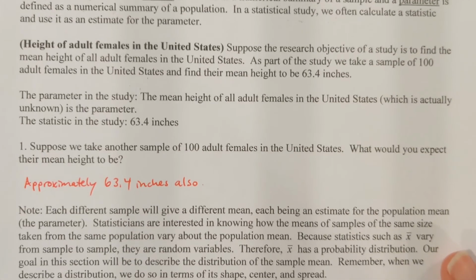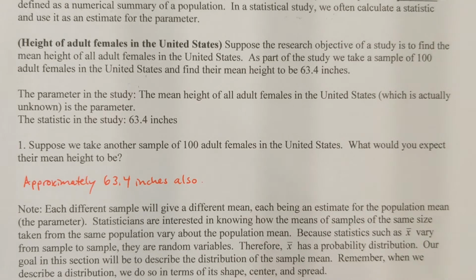So let's take a look at an example. It says, height of adult females in the United States. Suppose that the research objective of a study is to find the mean height of all adult females in the United States. As part of the study, we take a sample of 100 adult females in the United States and then find their mean height to be 63.4 inches.